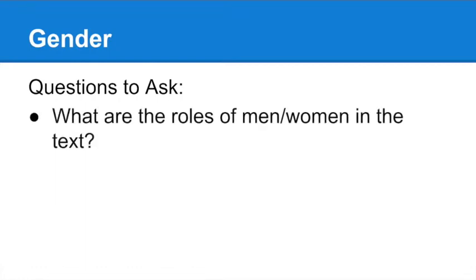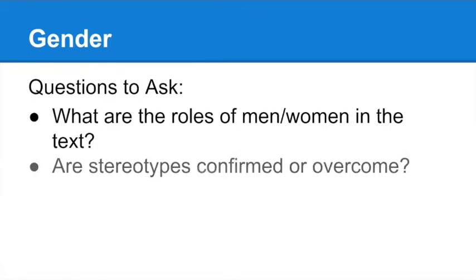Gender came next in the year, and a lot of people really like gender because it seems a bit more straightforward, a little easier to find things. So, questions to ask when you are reading using the gender lens: What are the roles of men and women in the text? And are stereotypes confirmed or overcome through the text? The answer to that second question really can help you get to your thesis.